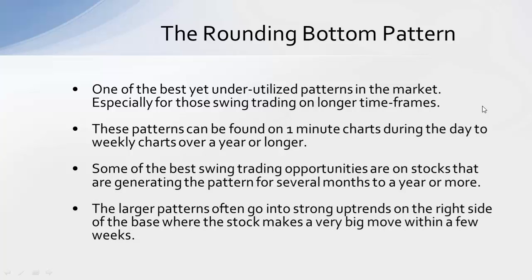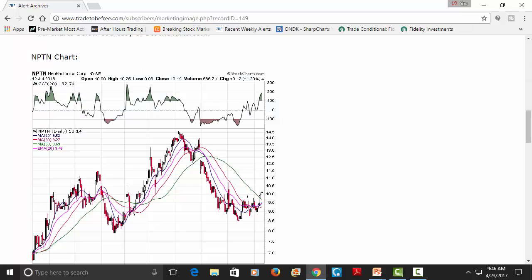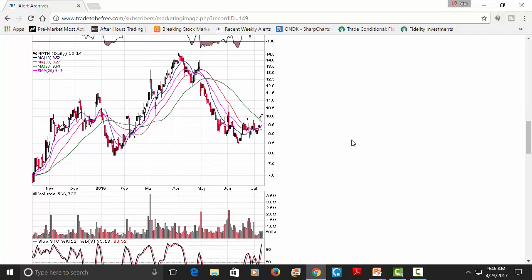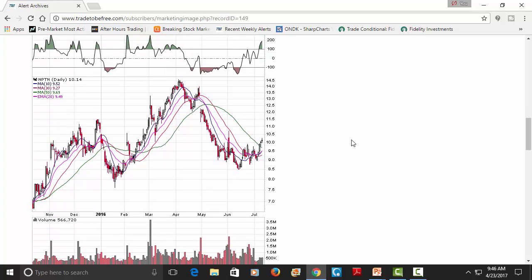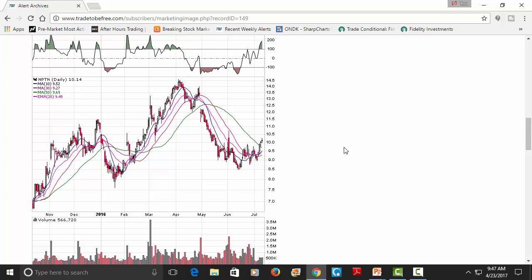And I'm going to show you an example of the rounding bottom pattern here from our newsletter, and it'll become a lot more clear how this pattern looks on a chart. Now this is Neophotonics. I had a prior video on this at the point that it reached its entry point that I published on YouTube, and lo and behold, it made, I think, a 70% move higher within several weeks after we published the video.